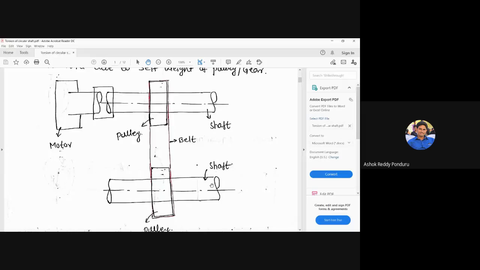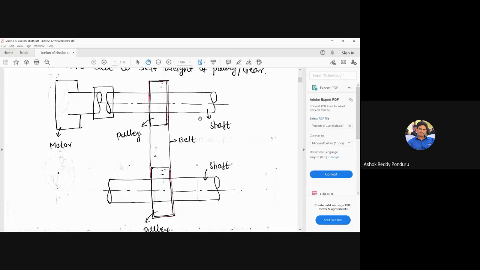That is, the power is transmitted from one place to another place here. First, the power is transmitted from the shaft which is placed in the motor to the driver shaft, driver shaft to the pulley, pulley to the driven pulley, driven pulley to the driven shaft. Like that, we can transmit the power from one place to another place here.